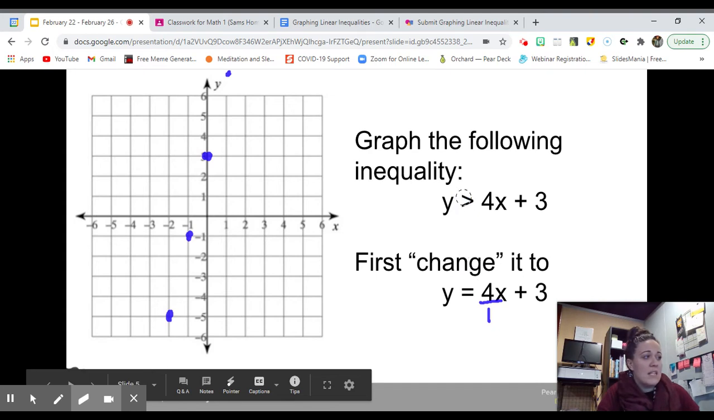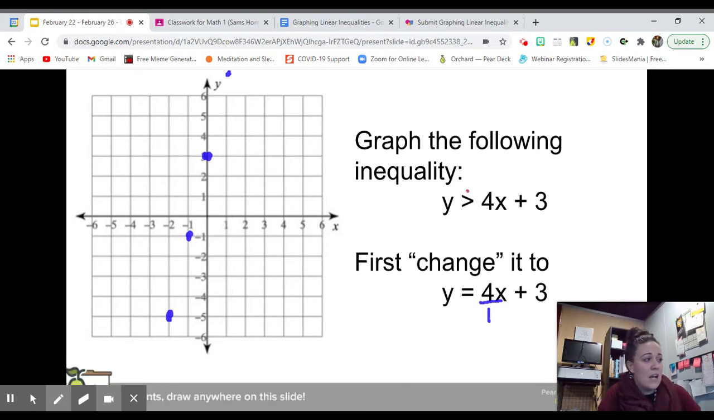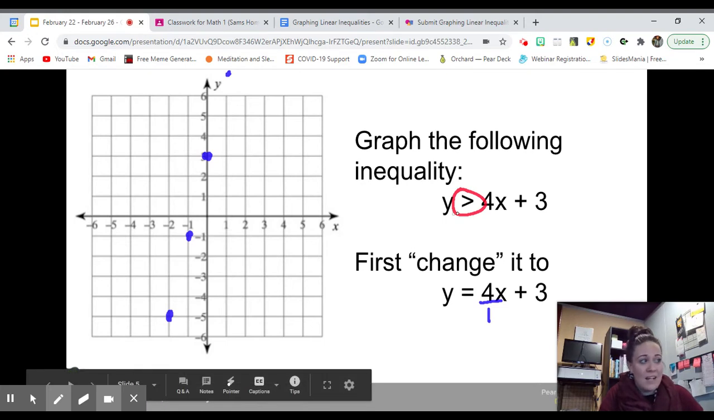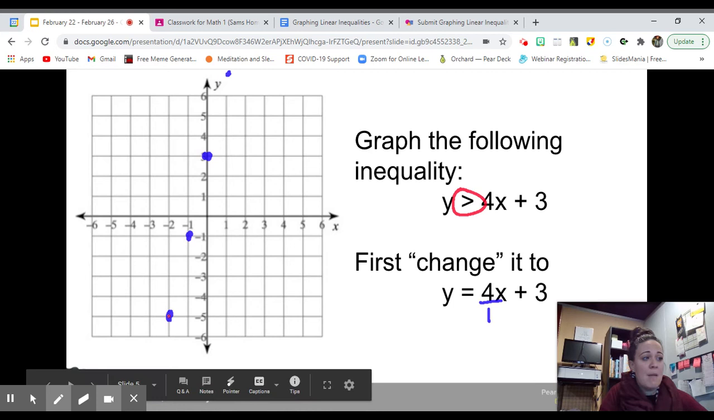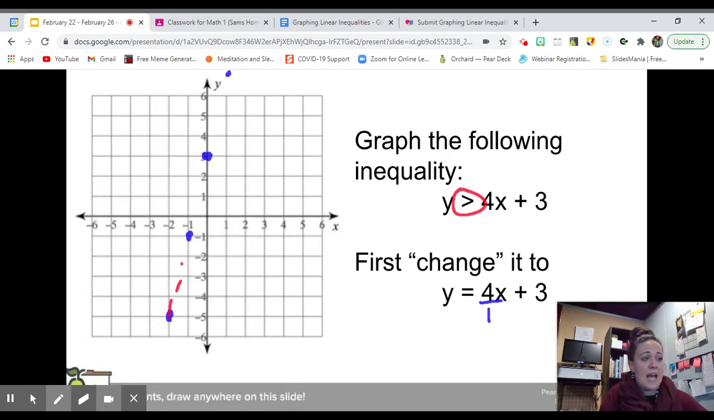So my inequality sign was greater than, and it did not say equal to. So again, my inequality sign was greater than, and it did not say or equal to, like that line for or equal to is not underneath that. So that means that my particular line must be dashed because it is not equal to. So I'm going to create a dashed line as I'm graphing it.